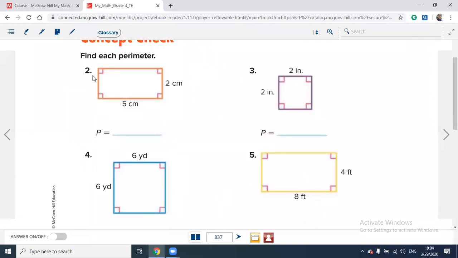For you, please write in the chat the answer for number 2, 3, 4, and 5. How to find each perimeter, as we studied last week on Thursday, how to find the perimeter of a rectangle or square. The page number is 837, as you see on your screen. Can you please solve this? Find each perimeter. Only one answer.